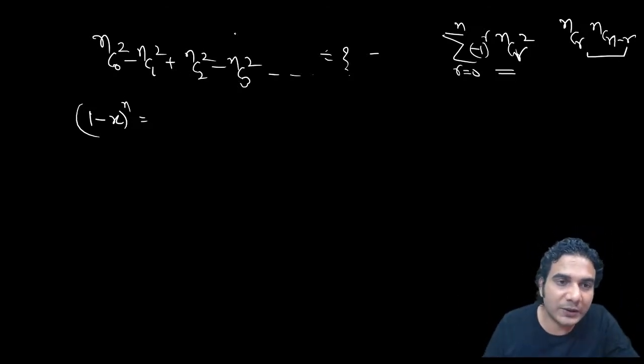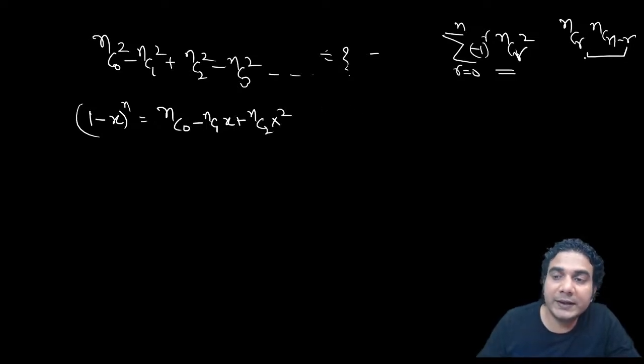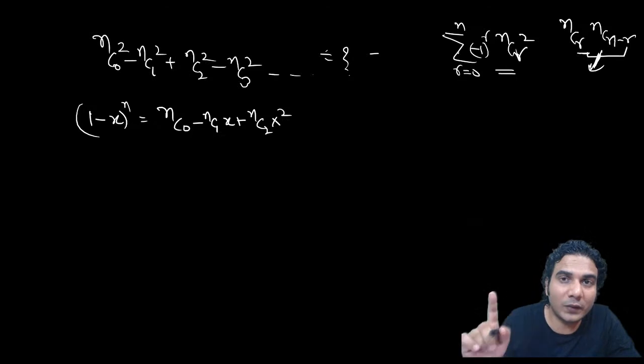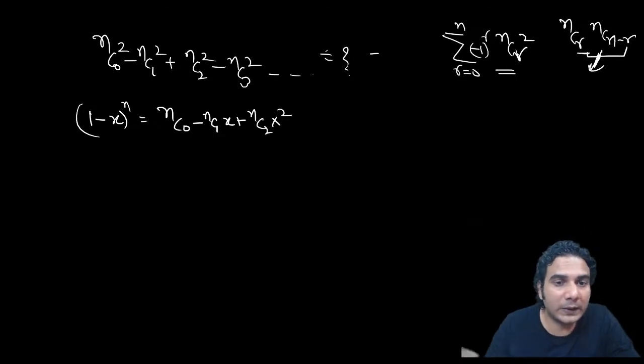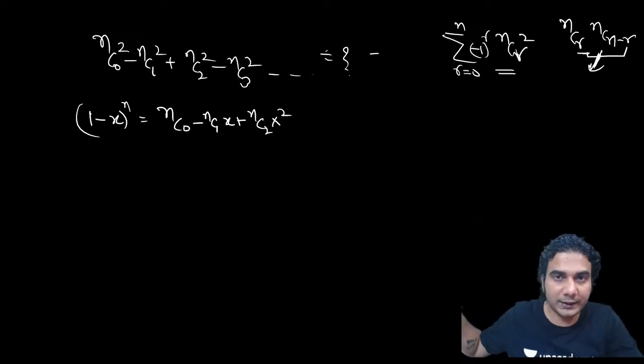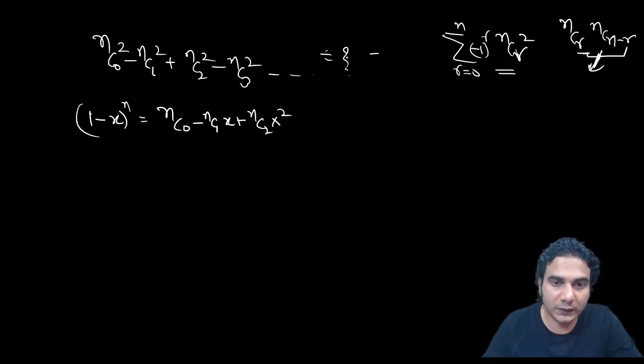In this, one expansion is 1 minus x raised to n, so let's write it: NC0 minus NC1 x plus NC2 x raised to 2. This will give you the hint. At least you can use this: you need to figure out the coefficient of x raised to n in the product of which two expansions, 1 minus x and the other is 1 plus x. Basically you'll take x plus 1, because one of the expansions you need to write in increasing power of x and the other in decreasing power of x.